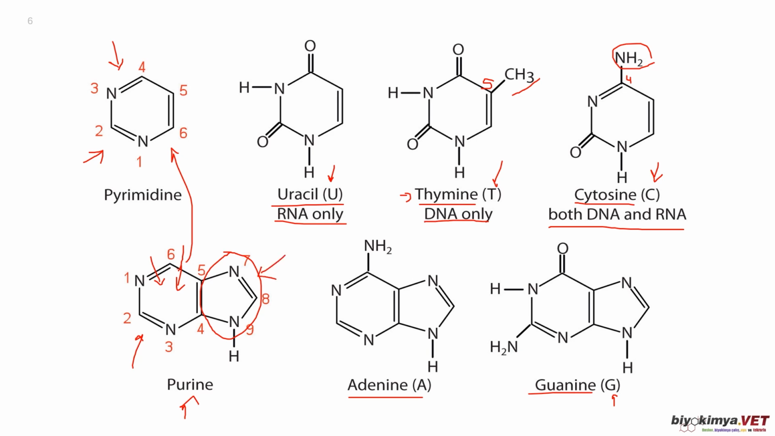While guanine contains an amino group on carbon 2 and a carbonyl group on carbon 6 in the pyrimidine ring. As you see here, the carbonyl group is at the 6th carbon. So these differences ensure that DNA and RNA function correctly to store and transmit genetic information correctly.